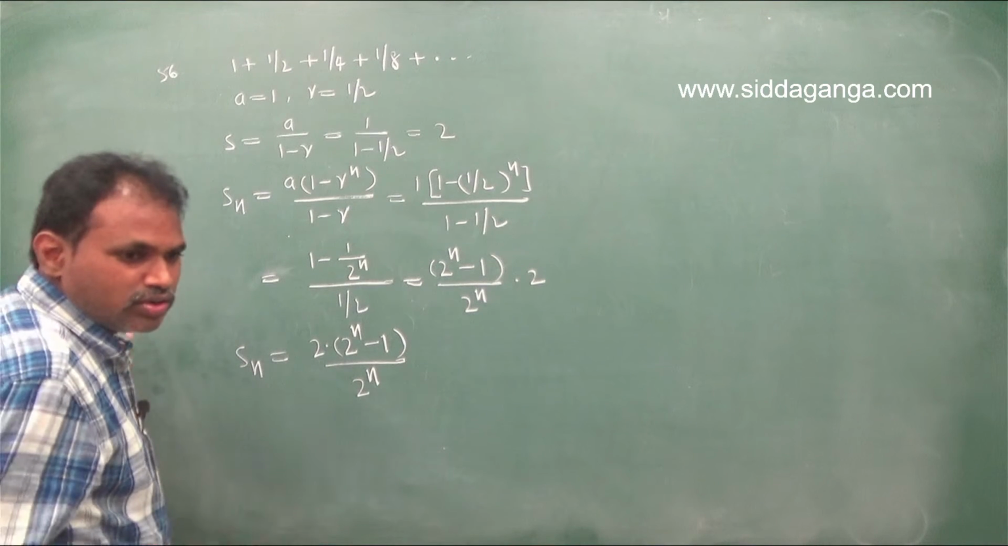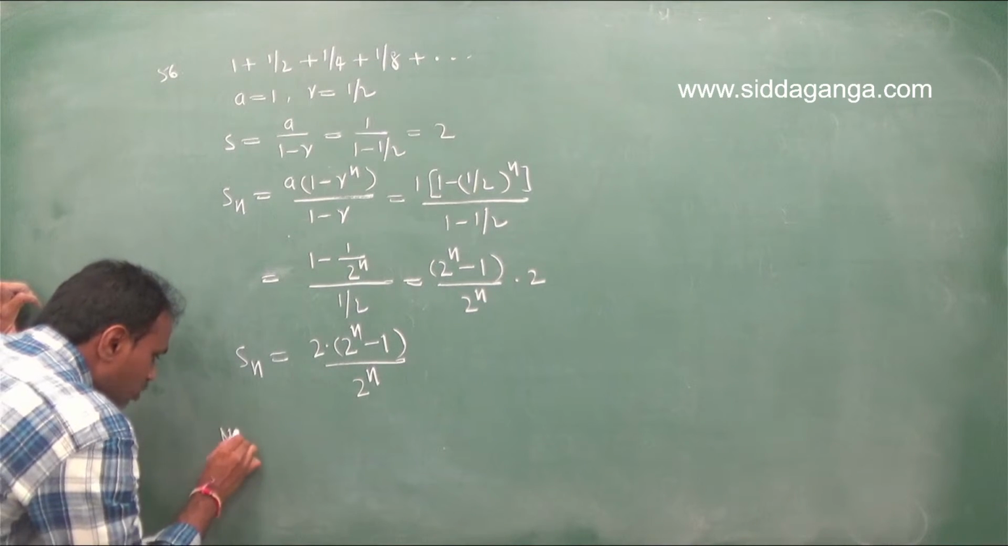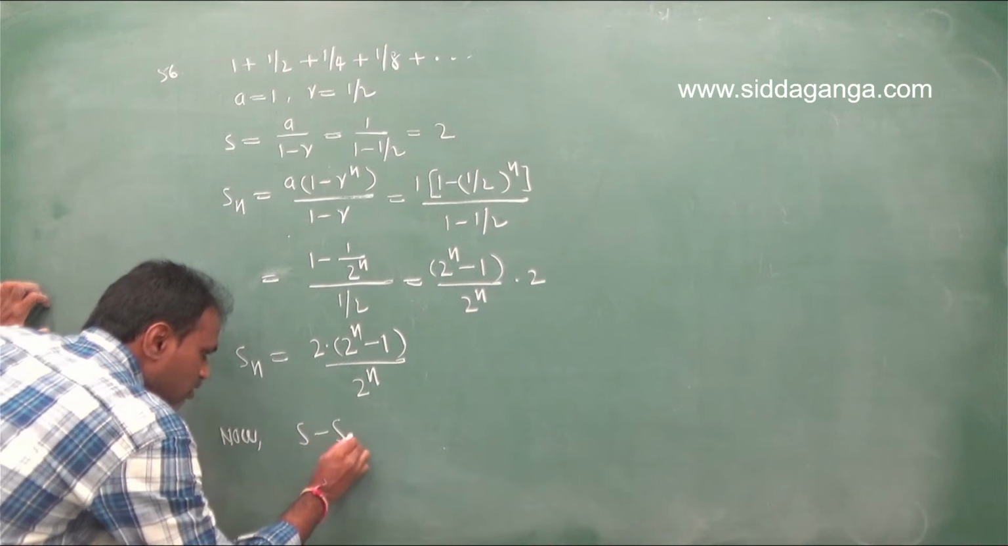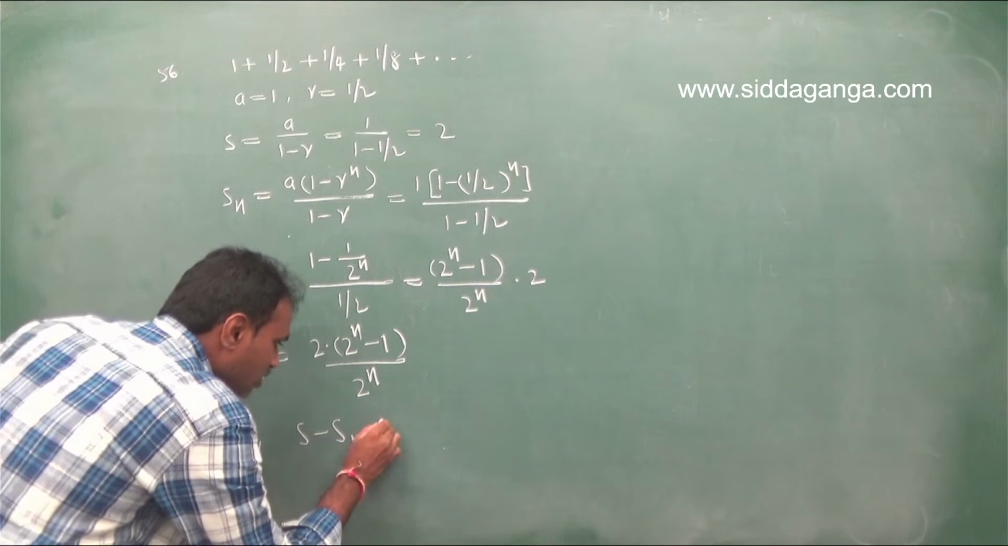Now according to the question, S minus Sn is less than 1 by 1000.